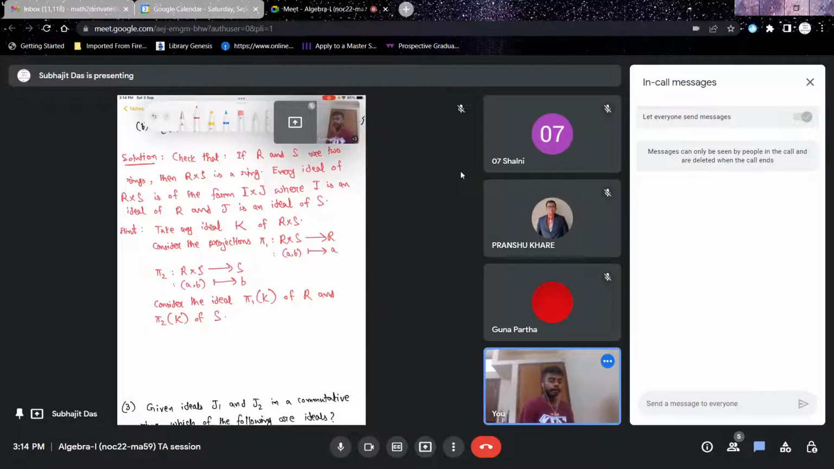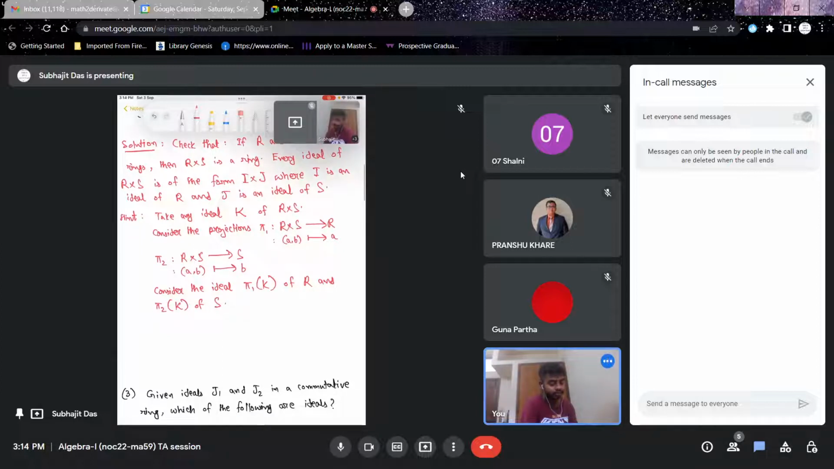Now pi 1 and pi 2 are surjective ring homomorphisms, right? They are precisely epimorphisms, and hence they will always map ideals onto ideals. So pi 1 of K is an ideal of R, pi 2 of K is an ideal of S. So consider these two ideals and try to show that the original ideal K that we started with is equal to pi 1 of K cross pi 2 of K. So is it clear what I am trying to say?